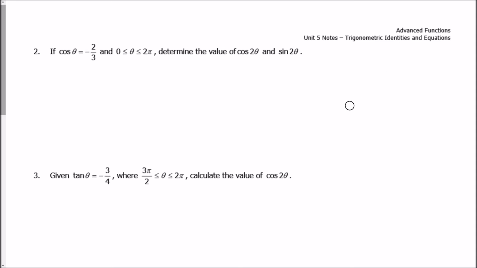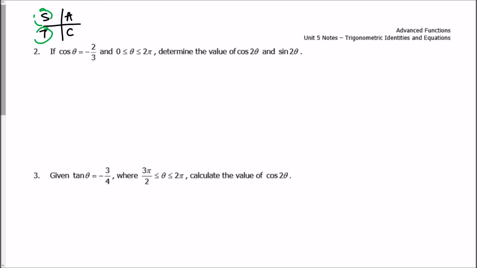Okay, so the first thing I'm going to do is figure out what quadrants this triangle is allowed to sit in. So if I look right here, I know that cosine is going to be negative, which means that it's going to be either in quadrant 2 or quadrant 3.